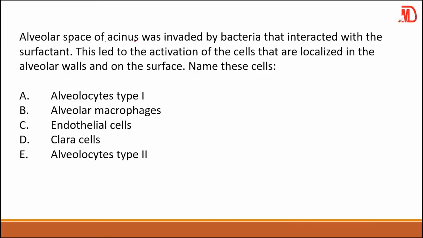The alveolar space of the airways was invaded by bacteria that interacted with the surfactant. Guys, we talked about surfactant. Who can tell me the two types? We have the type 1 and then the type 2 alveolocyte. Don't forget that. But the question is not really about that. The question is that there is an invasion.